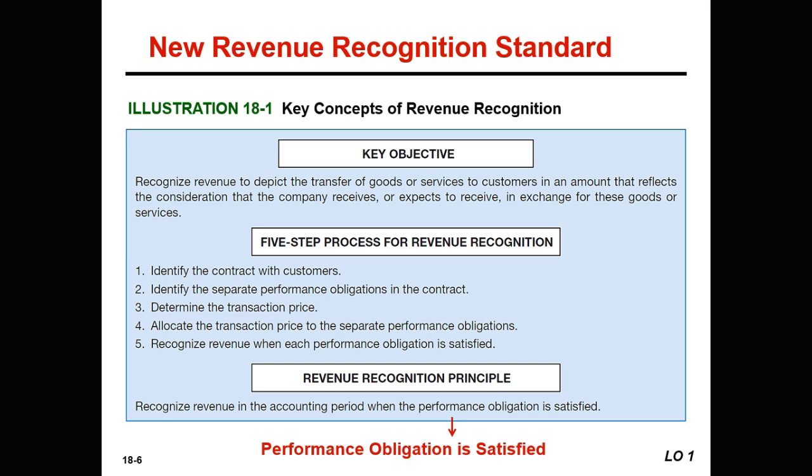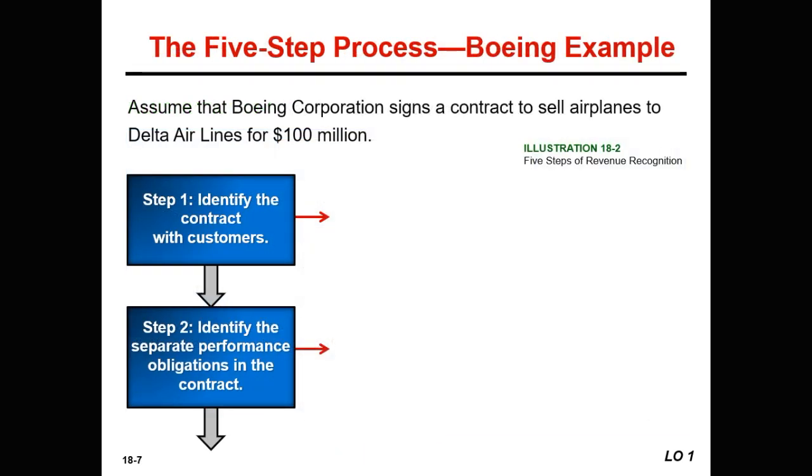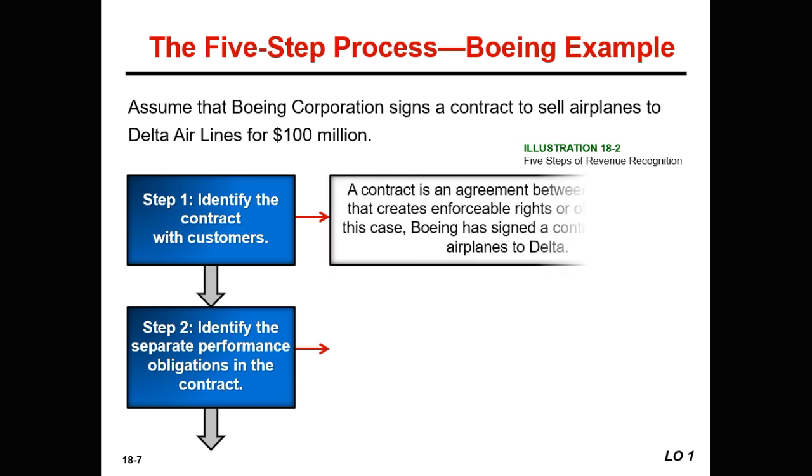So let's assume that Boeing Corporation signs a contract to sell airplanes to Delta Airlines for $100 million. Going through the 5-step process. First, we have to identify that a contract exists with the customer. A contract is an agreement between two parties that creates enforceable rights or obligations. In this specific case, Boeing has signed an actual contract to deliver airplanes to Delta.